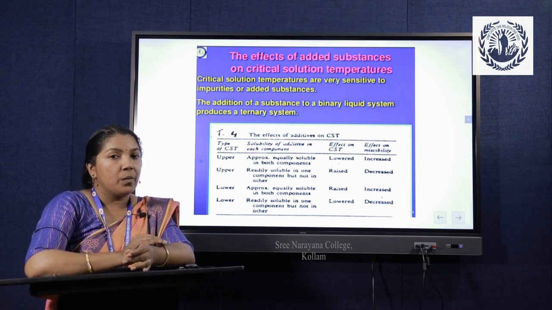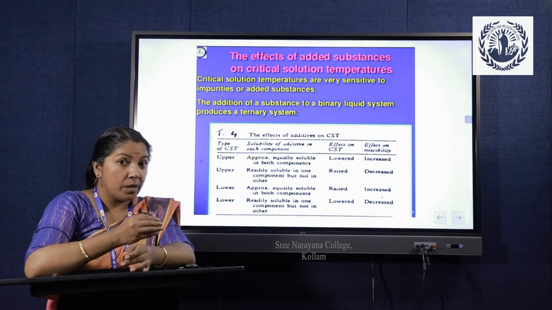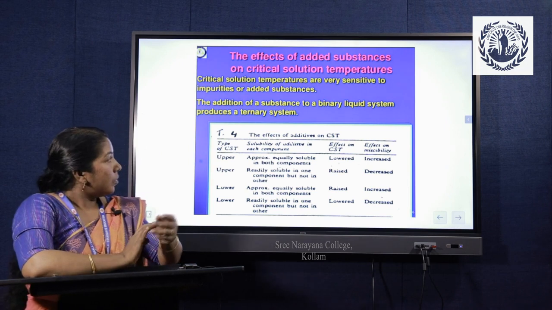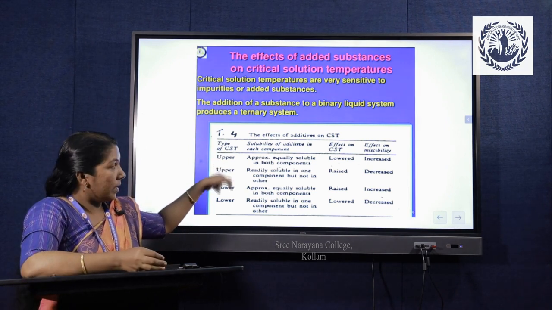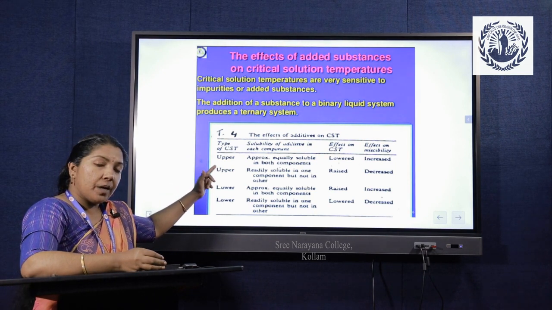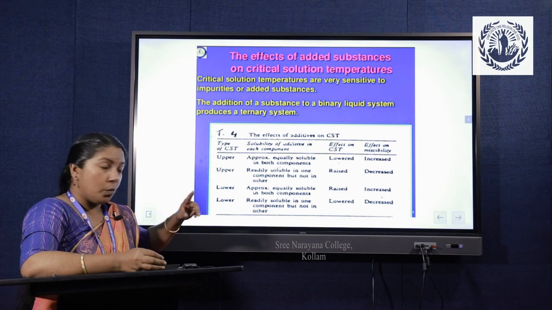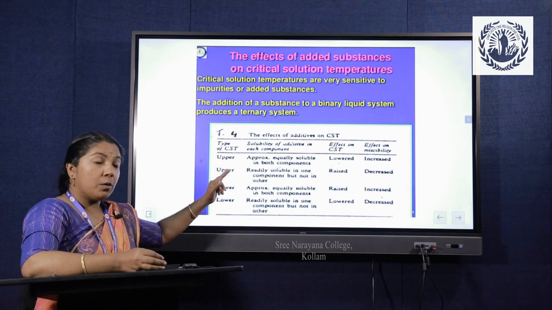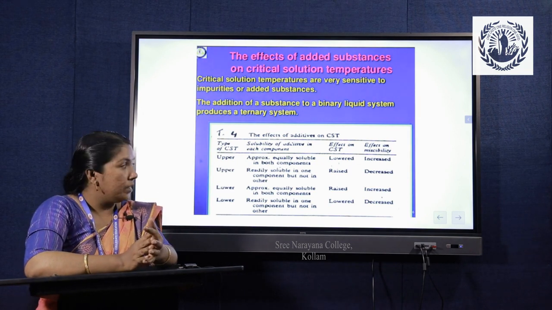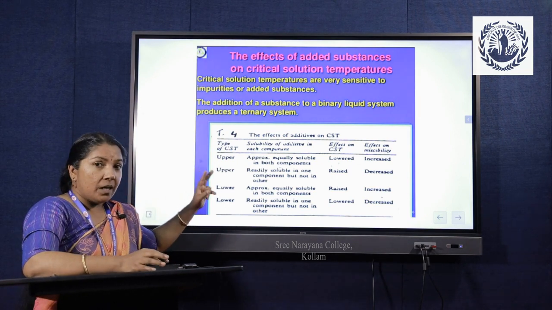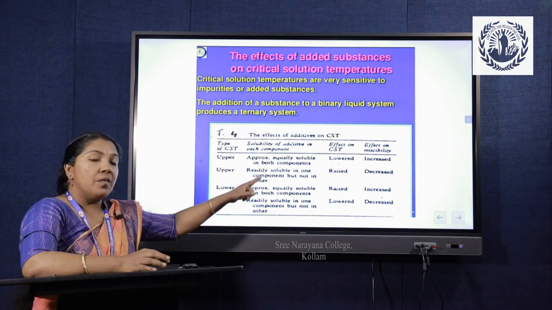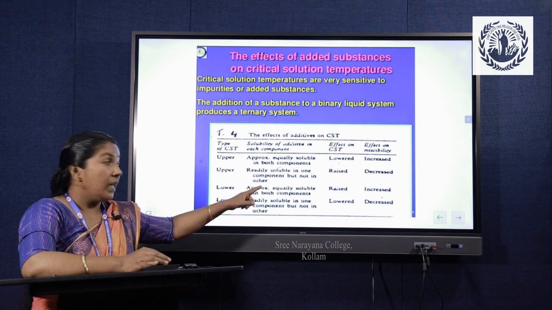Now, we are discussing the effect of solutes or additives on the CST. There are different systems shown in the table. The first one is the type of system showing an upper CST. In the case of an upper CST, if we add a solute which is approximately equally soluble in both the components, then the CST will be lowered. But if the solute is soluble in only one of the components, then the CST will be raised, that is, the CST value will increase.